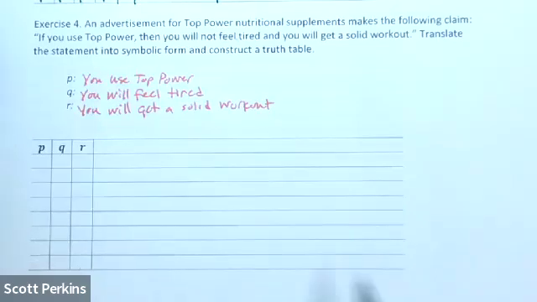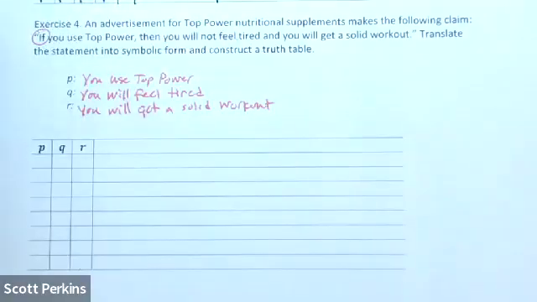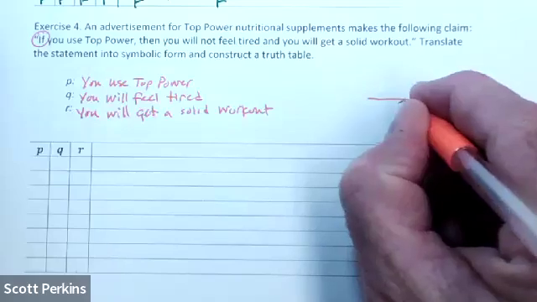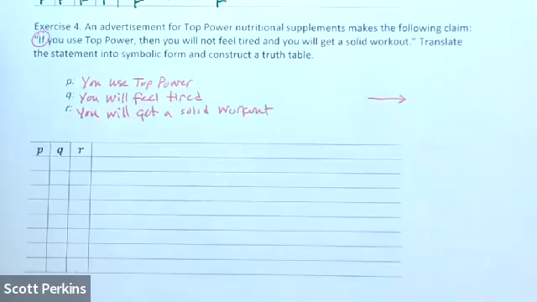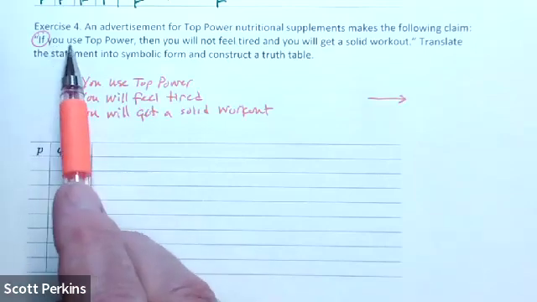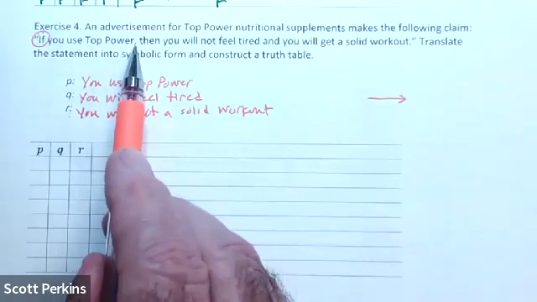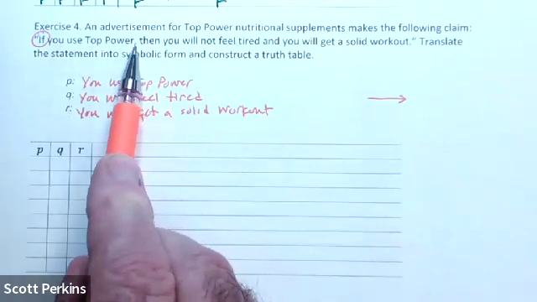Okay, so here we go. The whole statement starts with the word if. Since it starts with the word if, that means it is a conditional statement. So I'm going to draw an arrow over here for my conditional statement. What comes right after the if? P. Now there is a comma. What does that comma tell me?